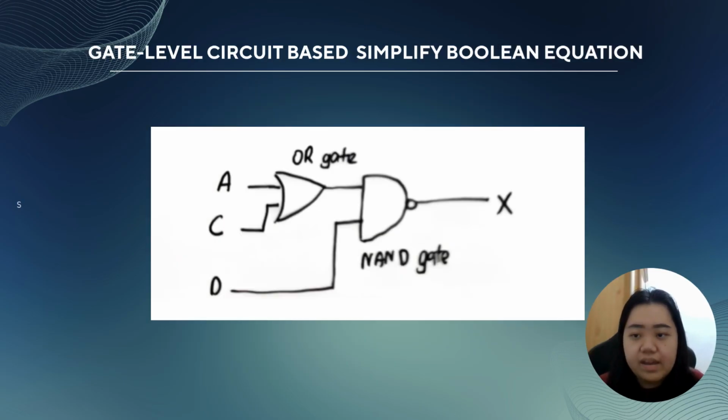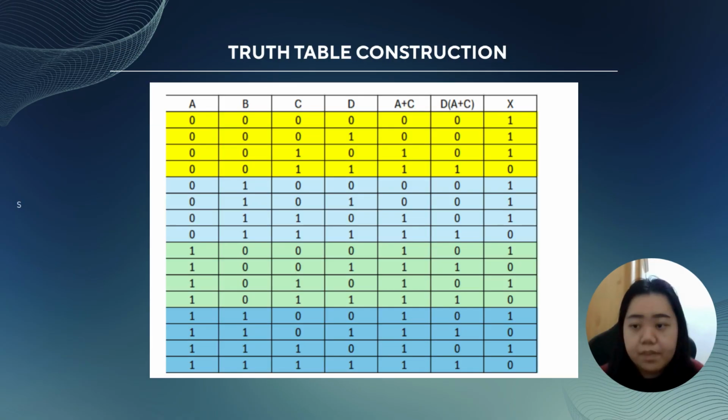So this is the gate level circuit based on the simplified Boolean equation. The equation now is D bracket A plus C bar. The A plus C is an OR gate, and then it is combined together with D with an AND gate for the simplified Boolean equation. Based on the simplified equation, we can generate the truth table.